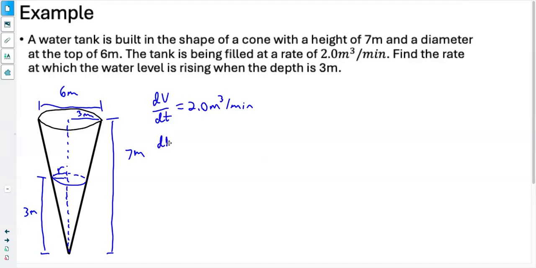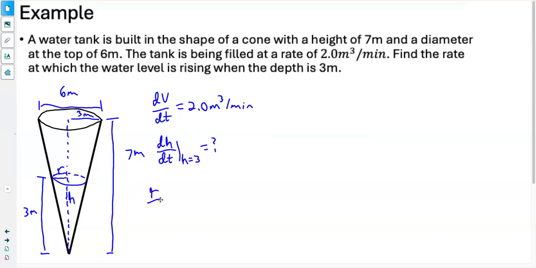So we're looking at dh/dt when h is equal to 3. In this case, we essentially have two main variables. We have a radius, but that's also related to our height. So what we can do is use our ratio of height and radius for a full cylinder to come up with a radius at this specific height value.